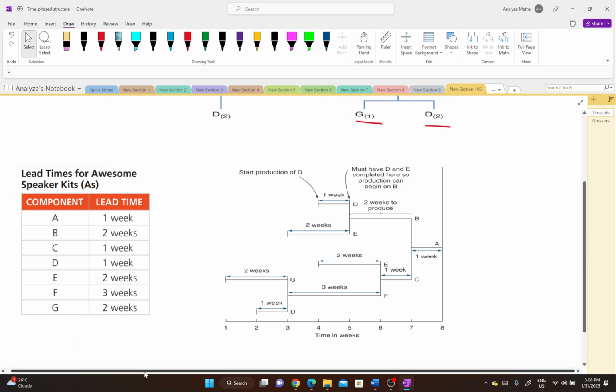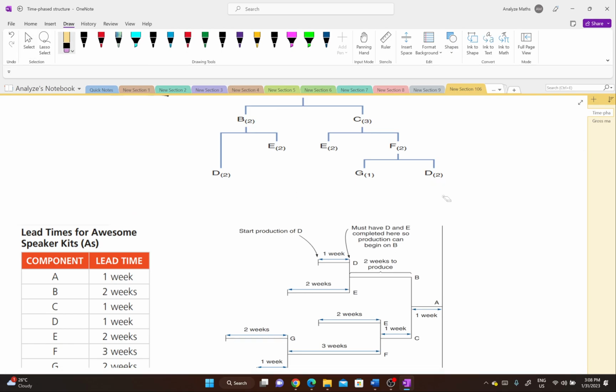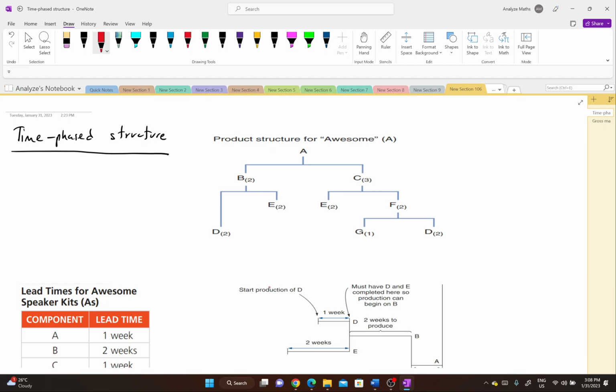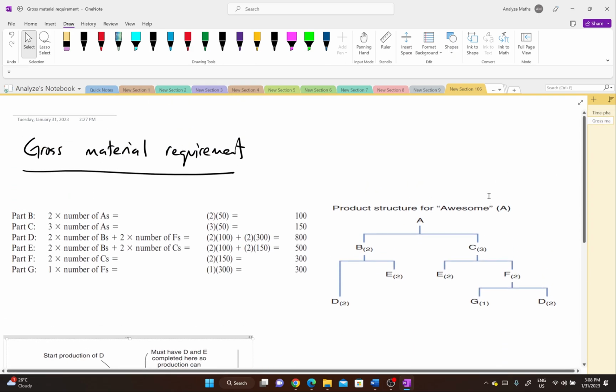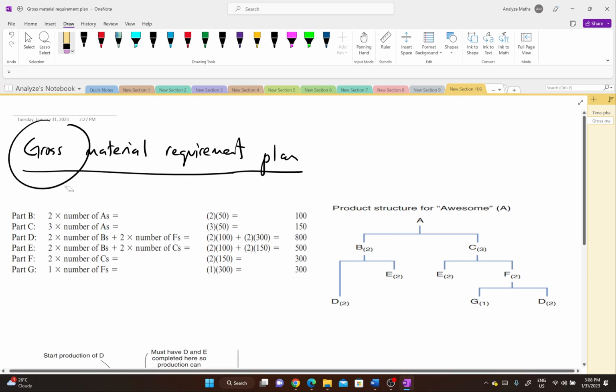After this we are going for material requirement planning. For material requirement planning, we need to know how much to order for each component. Let's say this is the material requirement plan here. The first material requirement plan we go by is the gross material requirement plan.